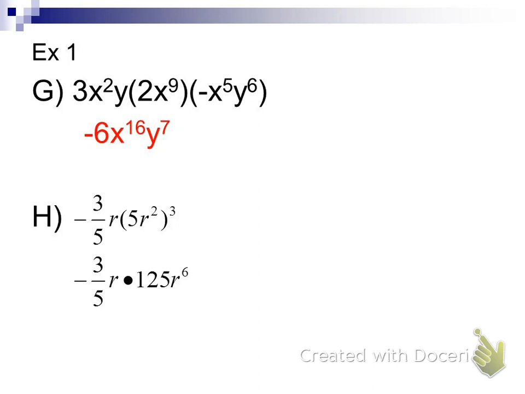Now, I'm not quite done because I still have two coefficients that I can multiply, and I have two places where I have r as the base, so I can combine those to have one exponent. Yes? Would the answer be negative 75 r to the 7th? Negative 75 r to the 7th. Good. And the easy way to do that is the 5 and the 125.